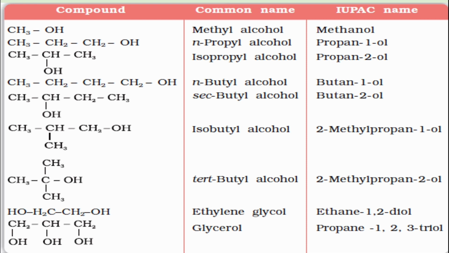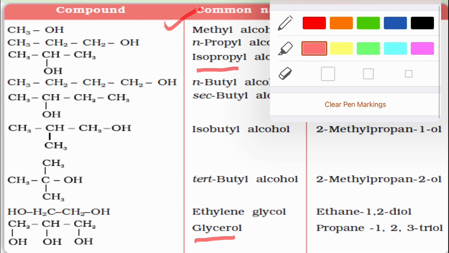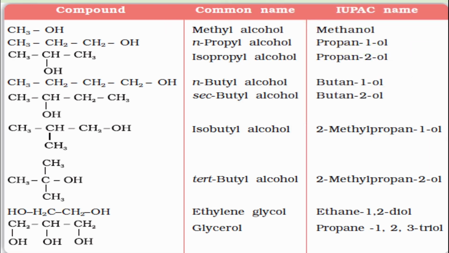This is a table. In this table you will come across alcohols with their common names as well as IUPAC names. Now students have this query: should we remember common names? So my answer would be yes. Those common names which are given in NCERT, at least those you must know because they can be used as it is in questions. So you should understand what is isopropyl alcohol. You should know what is glycerol if it is given in NCERT. So you should remember the common names also and apply the rules to write the IUPAC names.